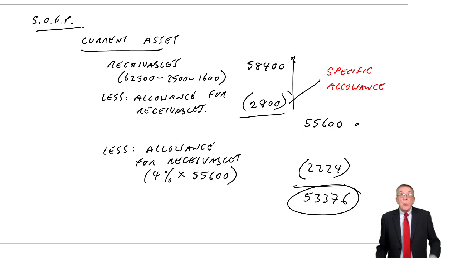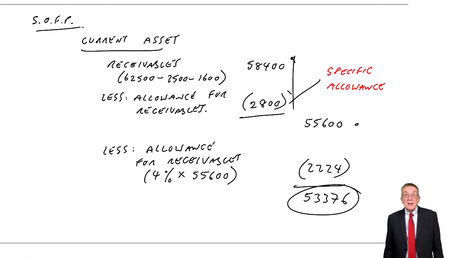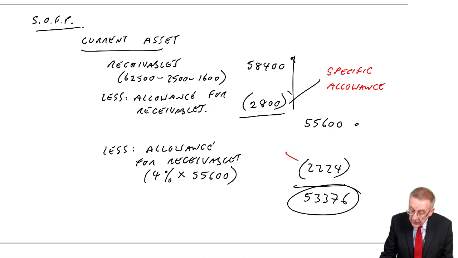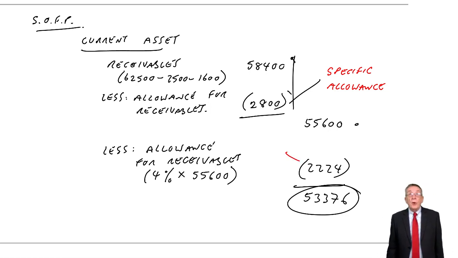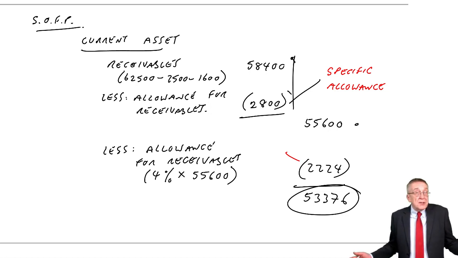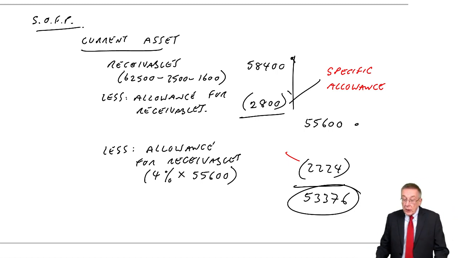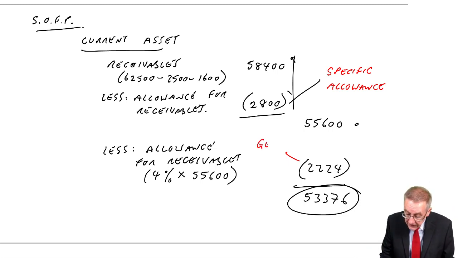Because that related to one specific person. That was Z PLC. We knew specifically that they were a problem. The other one, though, the 22,224, didn't relate to any particular individual. Everybody else looks okay, but on average 4% don't pay. Well, we call that a general allowance.